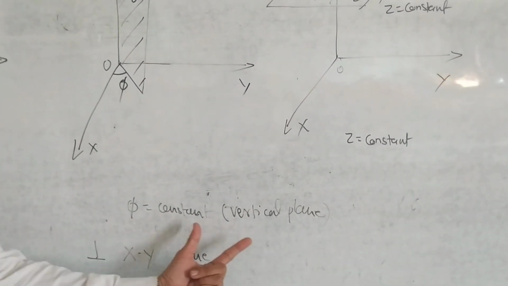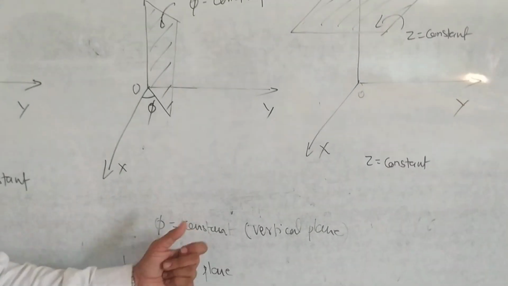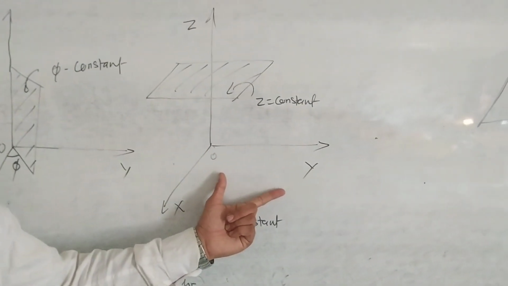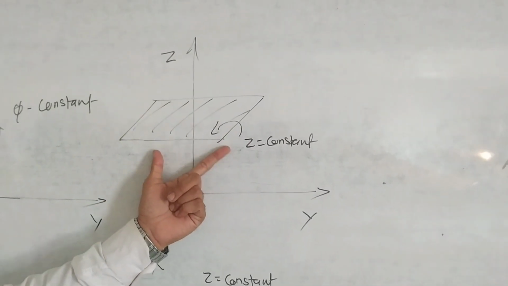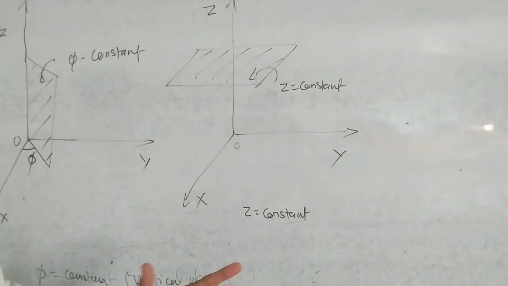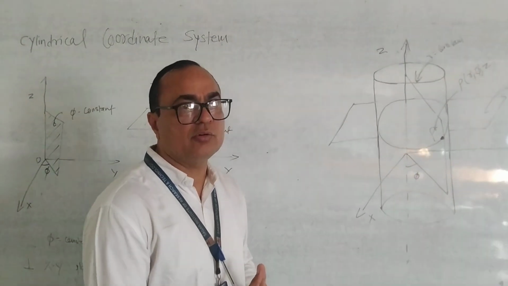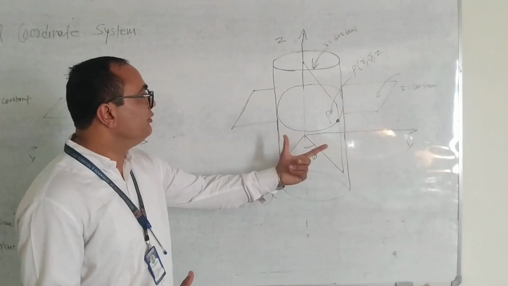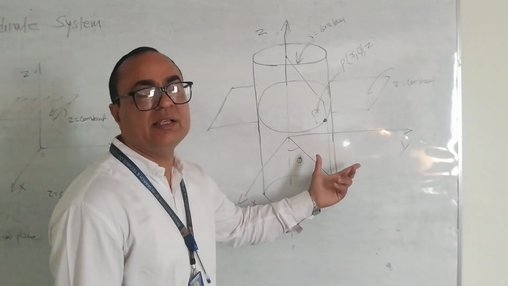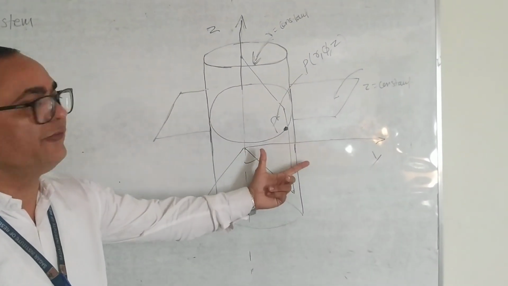So phi constant is a vertical plane perpendicular to the xy plane. Another plane we consider is along the z-axis, which is constant at all points. So we obtain here z constant. So these are all constants: r constant, phi constant and z constant. All the planes we are taking together. So we obtain all the parameters r, phi, z in this form.